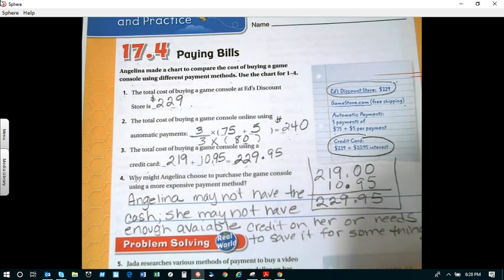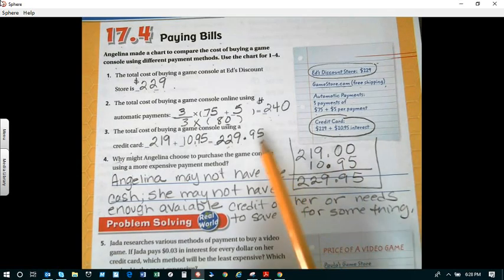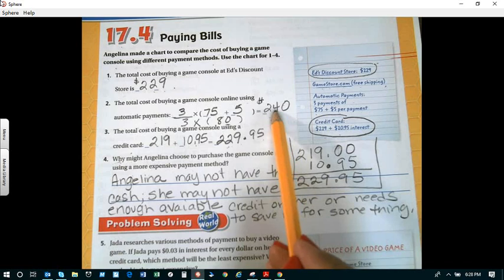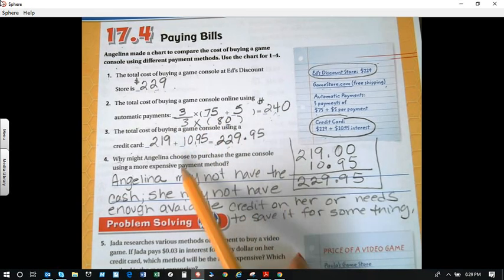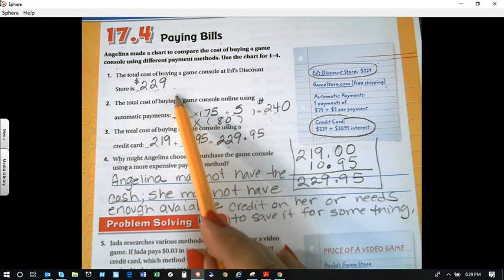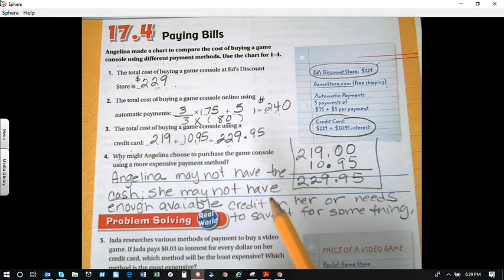So these are some reasons why somebody will end up paying more, because this is $240, pay more and do it on monthly payments of 3 months, because they probably don't have the extra money to spend at that time, or they don't have the available credit, or they need to save that for something else, and because they want to buy it right now. So that gets you to start thinking on why people choose different ways to buy items.